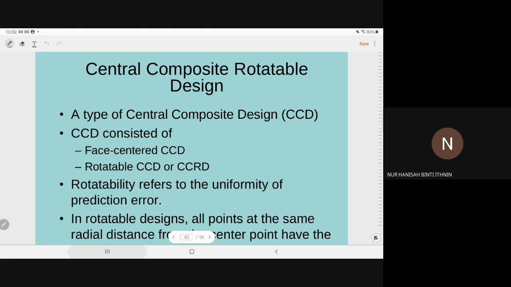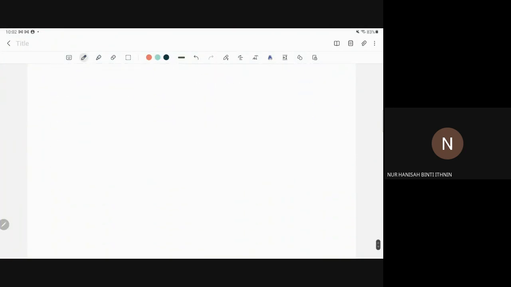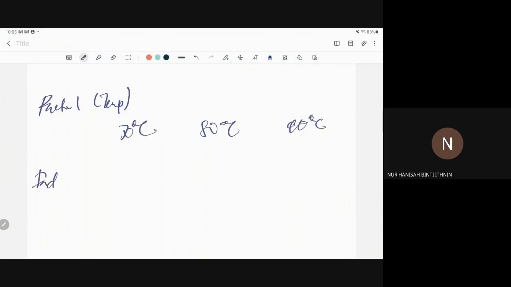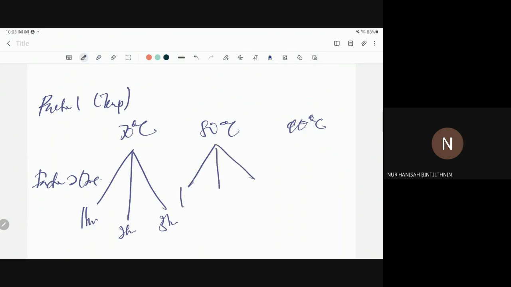Basically, factorial design is a combination where you have the first factor, factor one. For example, it is temperature, so you have your 70, your 80, and then your 90 degrees C. Then you have factor two, that is your time. So it is 1 hour, 2 hours, and then 3 hours. So this one also 1 hour, 2 hours, and 3 hours. Similar to this one, 1 hour, 2 hours, and then 3 hours.